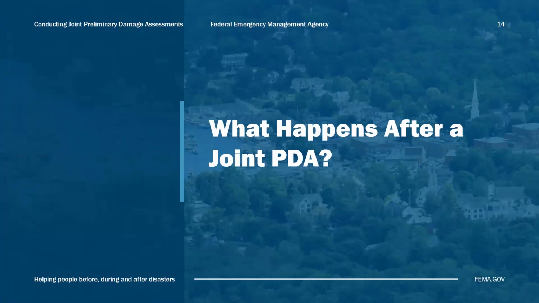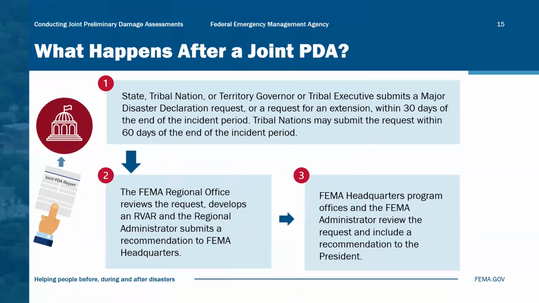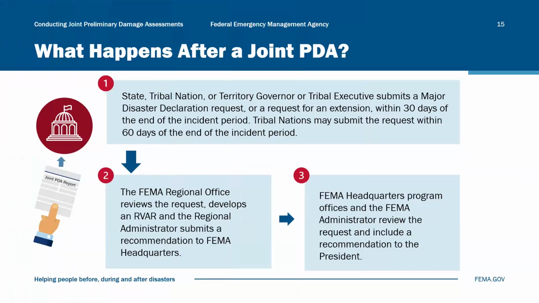What happens after a joint PDA? After the joint PDA, the state, tribal nation, and/or territorial government reviews the damage information validated from the joint PDA and decides whether to request a major disaster declaration from the president. If they decide to submit a request, they do so through their FEMA regional administrator.